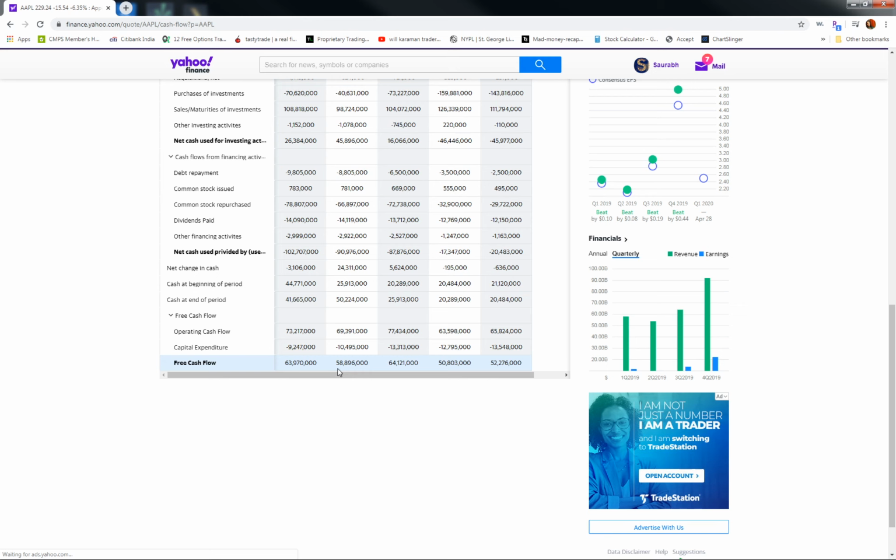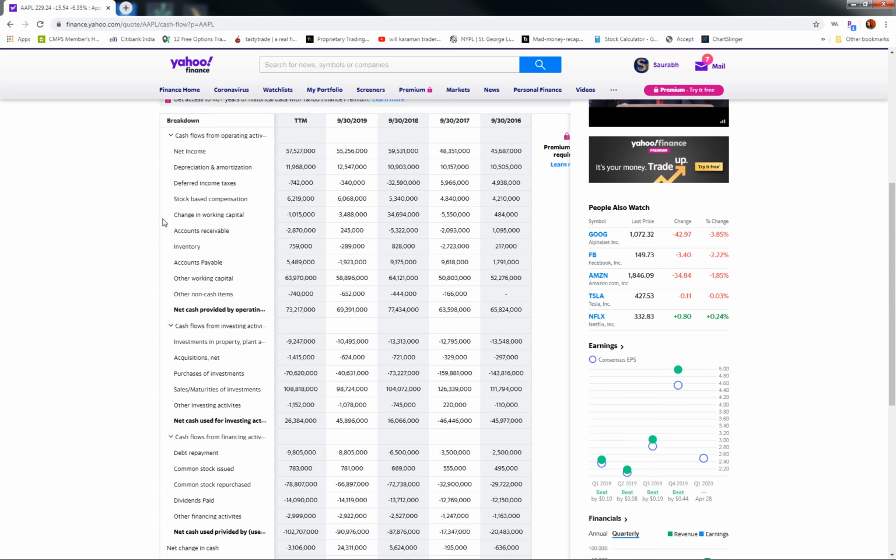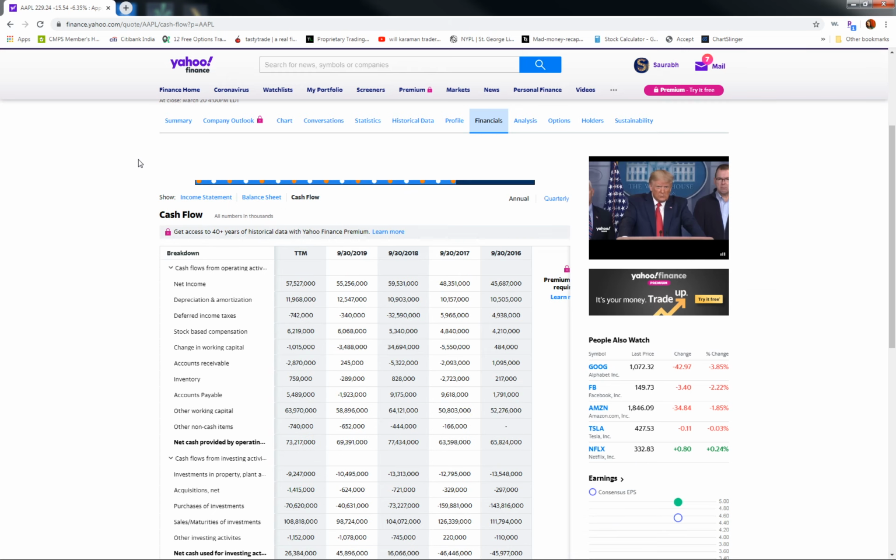And one other thing I'll show you, and as some of you probably already know, depreciation and amortization, depreciation is like a paper loss. It's just the equipment and everything they're able to lose. It's not a real loss that really takes place. So it's just for the accounting number they use.